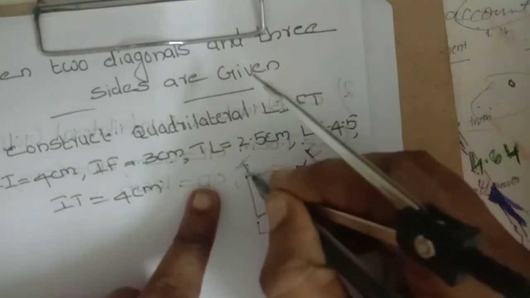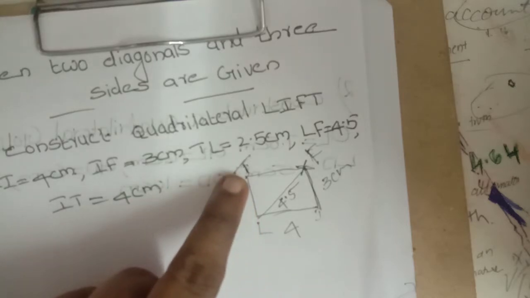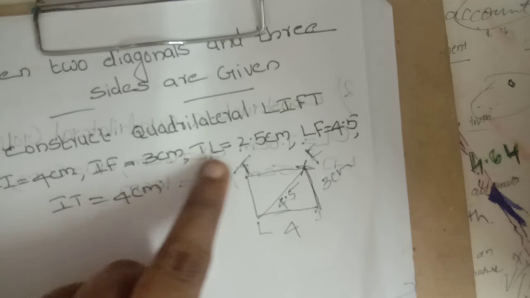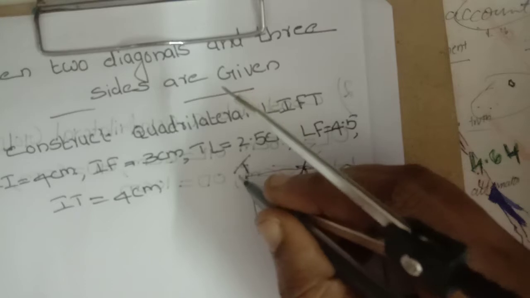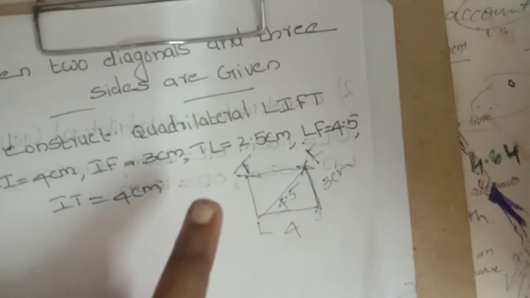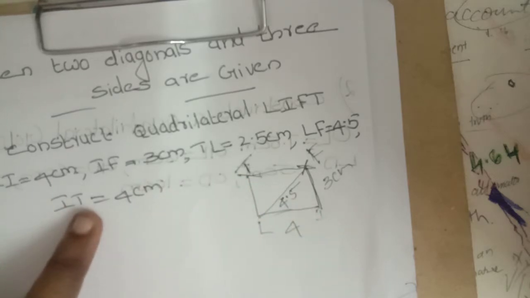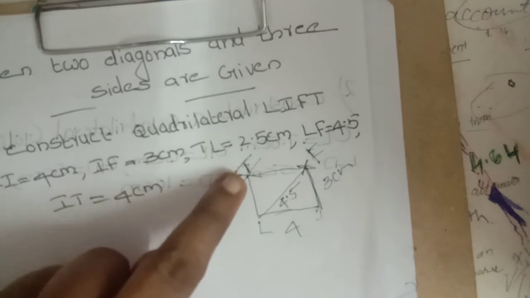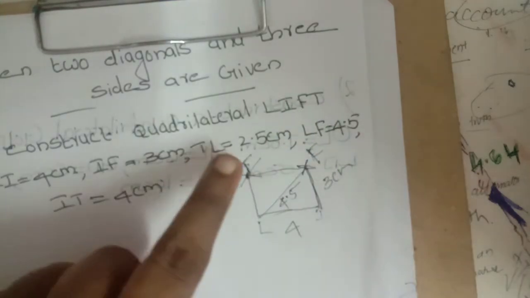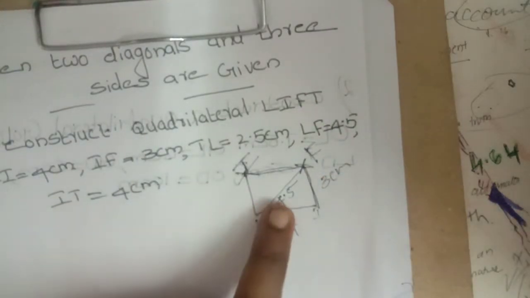T point is remaining. How to construct the T point? Check whether an L and T measurement is there or not. Yes, TL measurement is there. How much? 2.5 centimeter. Take it in your compass and draw an arc. Next search for the I and T value. Yes, an I and T measurement is there. How much is it? 4 centimeter. Take I as center and draw a second arc. The intersecting point of both arcs we name T. Then joining T to L and T to F, we get a quadrilateral.